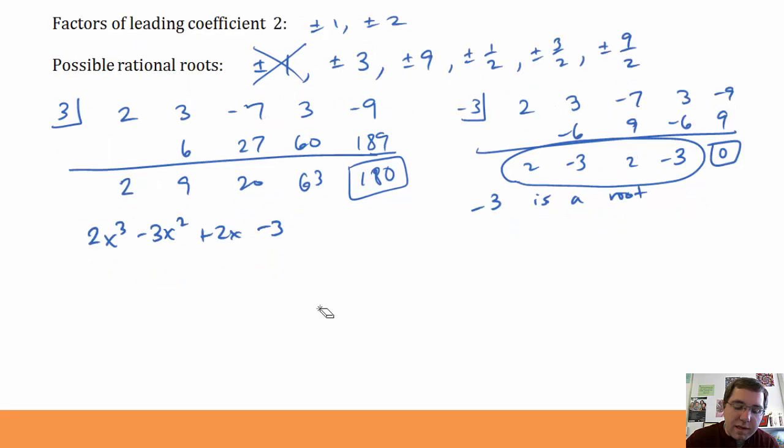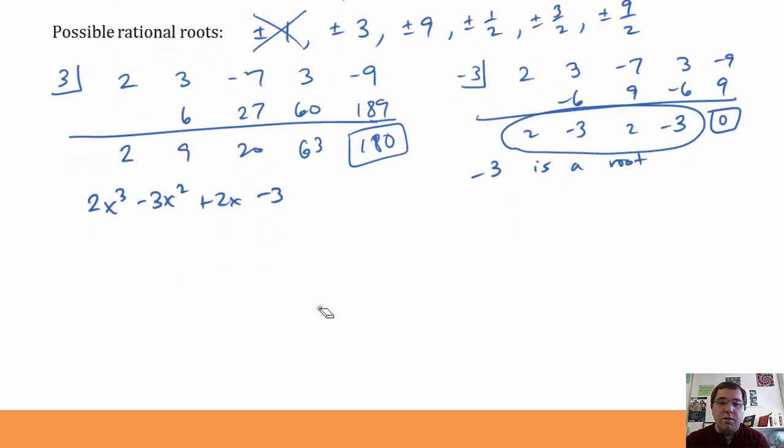I still have the same possibilities for rational roots. 1 and negative 1 still won't work. 3 still won't work. It's possible negative 3 could be a double root, so I could check negative 3 again. And if I do, I'll find out negative 3 doesn't work. So for the sake of time in this video, I'm just going to give you the answer. We could try 9, not going to work. We could try negative 9, not going to work. We could try positive 1/2, not going to work. We could try negative 1/2, not going to work.